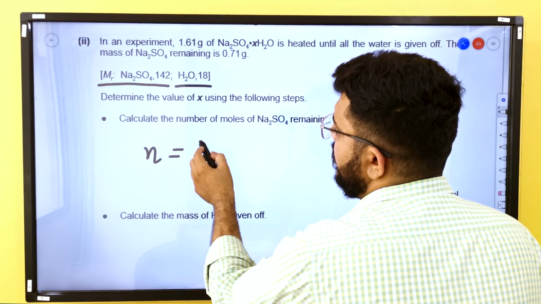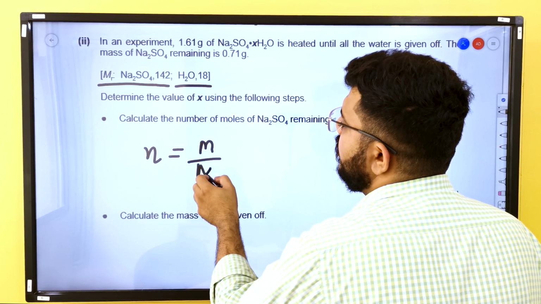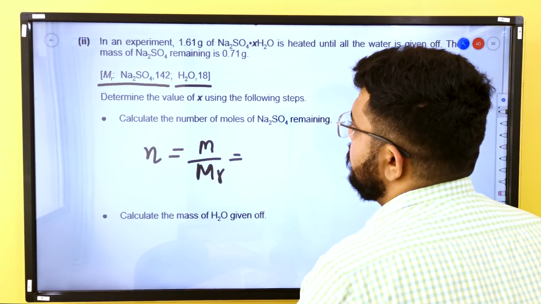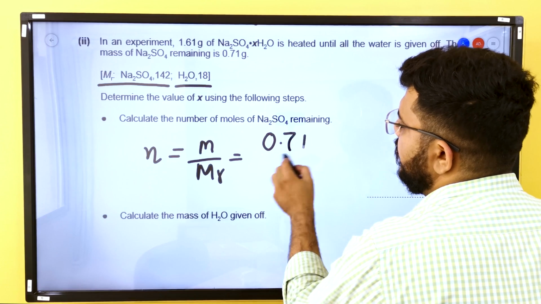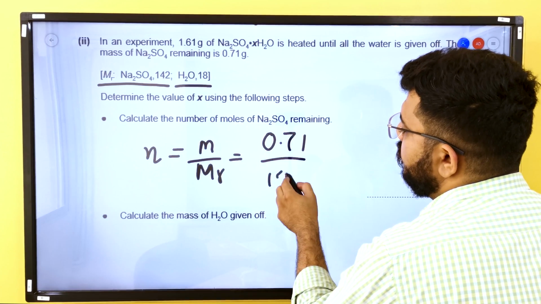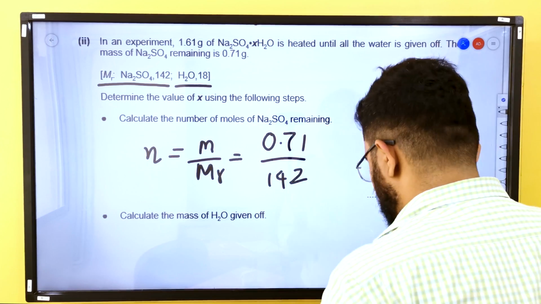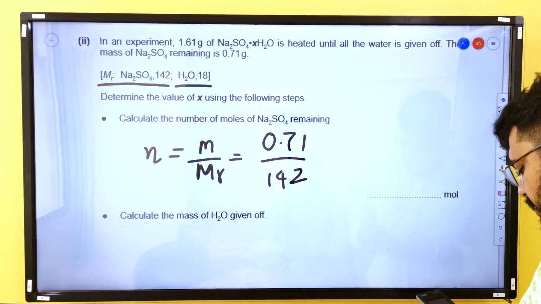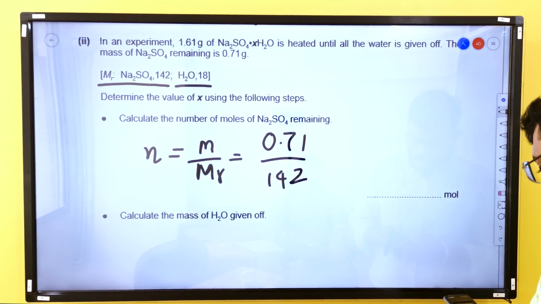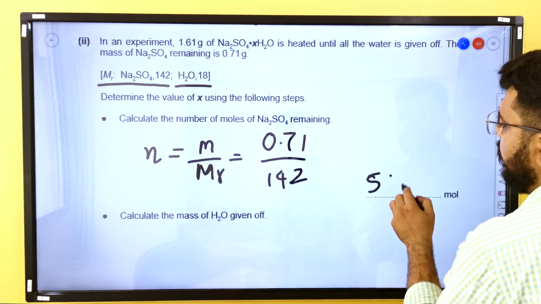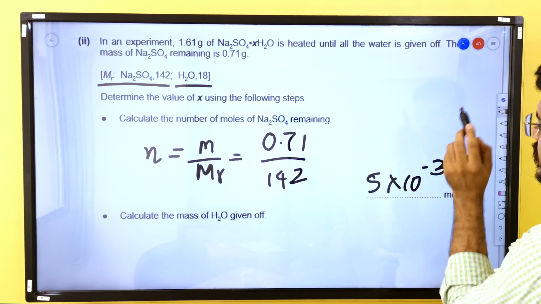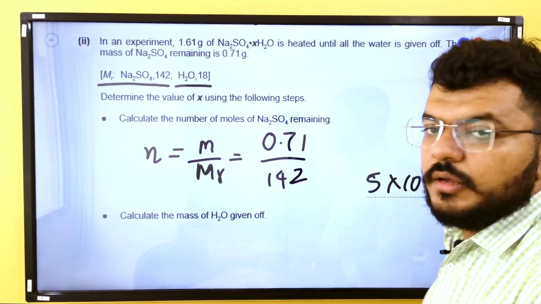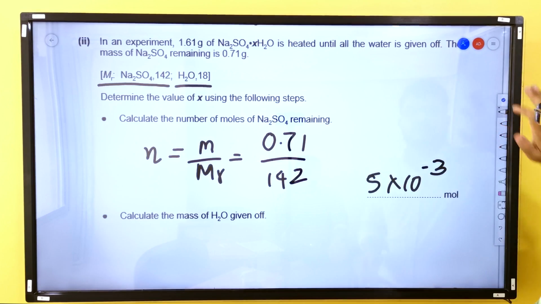Number of moles is measured mass upon relative molecular mass. So, measured mass is 0.71 gram and the relative molecular mass is 142. So, 0.71 divided by 142, you will get 5 into 10 to the power minus 3 moles. This is the number of moles of sodium sulfate.